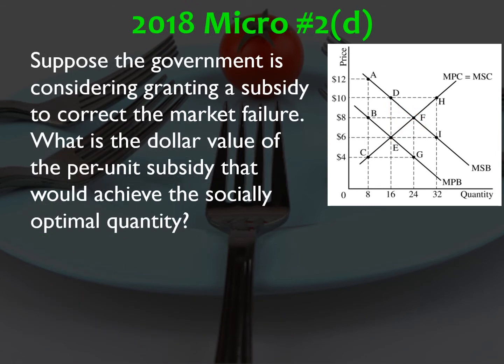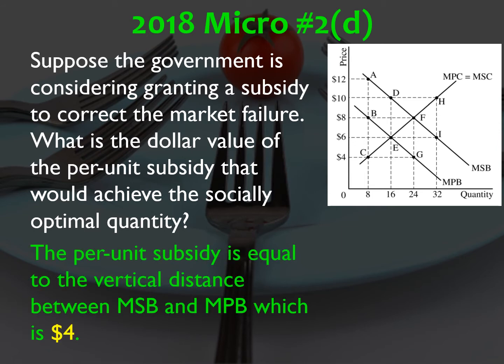D, suppose the government is considering granting a subsidy to correct the market failure. What is the dollar value of the per unit subsidy that would achieve the socially optimal quantity? So the subsidy is going to be equal to the vertical distance between MPB and MSB. So you can see the distance between points D and E is $4. So that is the per unit subsidy that the government would need to grant.